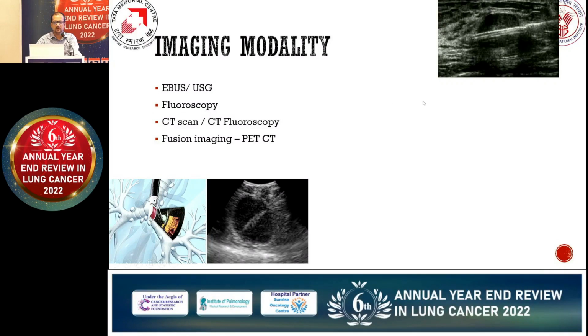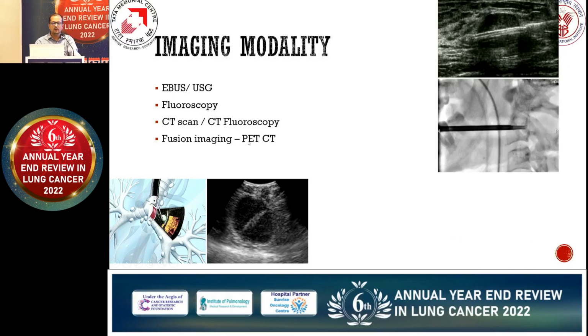So these are images of ultrasound guided biopsy, where if we see a lymph node in the neck region, then definitely it is an ultrasound guided biopsy. When it is a mediastinal lymph node close to the vessel, then it is an EBUS guided biopsy, and a fluoroscopy guided biopsy when we are suspecting metastatic disease.